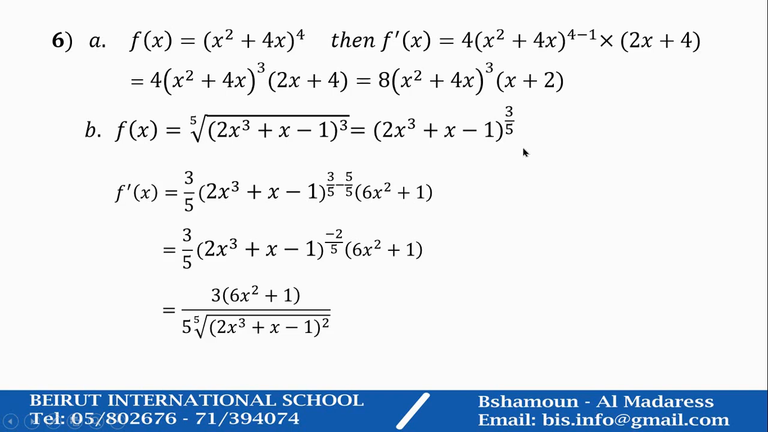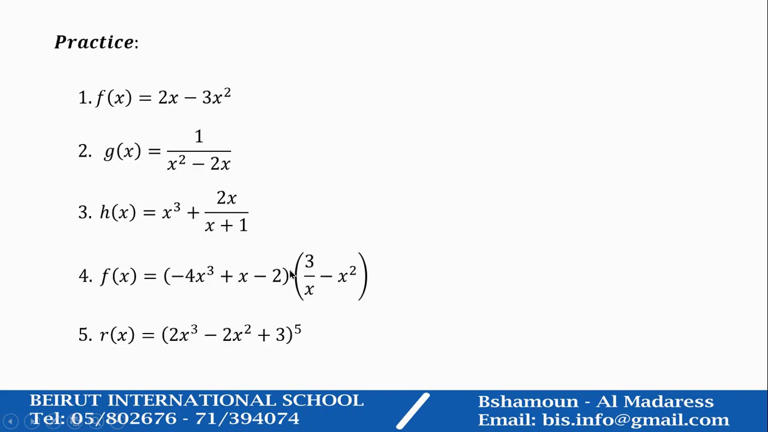Also in part B, you change this to a fractional power. You apply the rule. It is n times the function to the power n minus 1, which is 3 over 5, times 2x cubed plus x minus 1 all to the power 3 over 5 minus 1, which is minus 2 over 5, multiplied by the derivative of 2x cubed plus x minus 1, which is 6x squared plus 1. And you simplify. You need to practice.